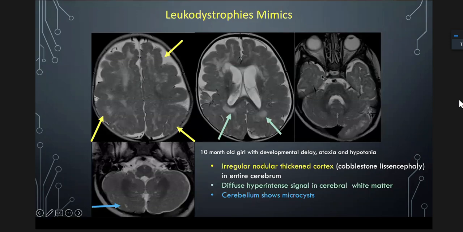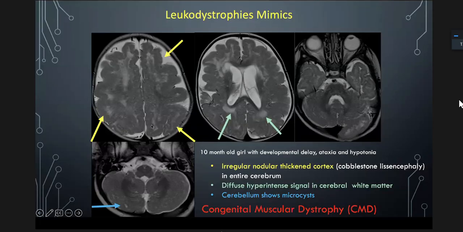for MRI scan. This is a 10-month-old girl with developmental delay, ataxia, and hypotonia. Again, if you see this cortex, the cortex is lumpy, bumpy, very irregular, nodular, thickened cortex. It's involving the entire cerebral hemisphere. The white matter is diffusely abnormal. It's confluent, hyperintense signal involving the periventricular as well as subcortical white matter. And this cortex is called cobblestone. Listen carefully, because it's thickened and it's nodular. And also, if you notice, the cerebellum is showing microcysts.